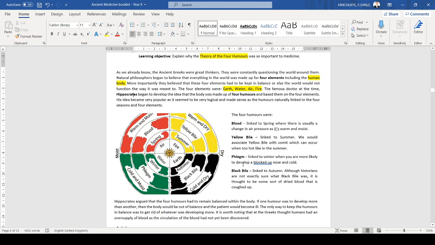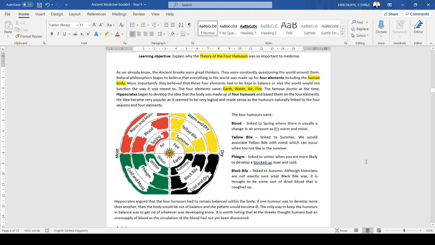Another humour, the third one, is phlegm. Now we all know what phlegm is, and we all know when we get phlegm, we're more likely to get phlegm in the winter when it's cold. You have a blocked up nose, yeah, the sinuses are running. It's a logical connection, isn't it? That phlegm is attached to winter. The element is water. Water is cold. Yeah. So again, you can see that kind of logical connection.